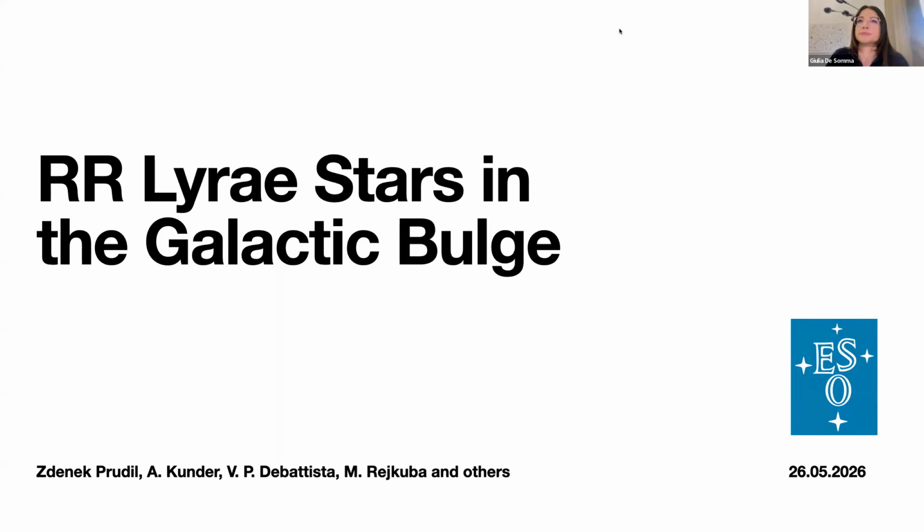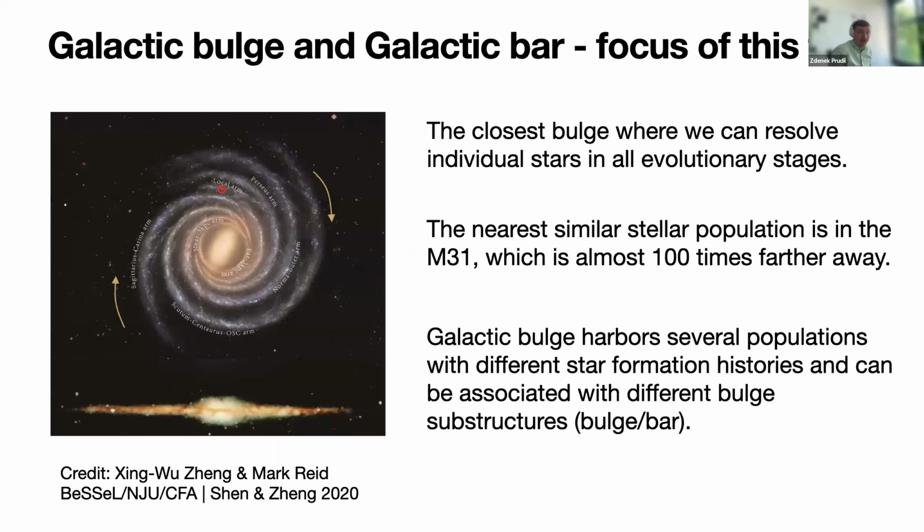The floor is yours. Hello, everyone, and thank you for giving me the opportunity to present my work and my ideas. Today, I'm going to talk about RR Lyrae stars, the pulsating variable stars in the galactic bulge, therefore in the central region of our own galaxy. Now, why should you care about the galactic bulge and the galactic bar that is located inside the central region of the Milky Way? It is the closest bulge or central region where we can resolve individual stars, all evolutionary stages.